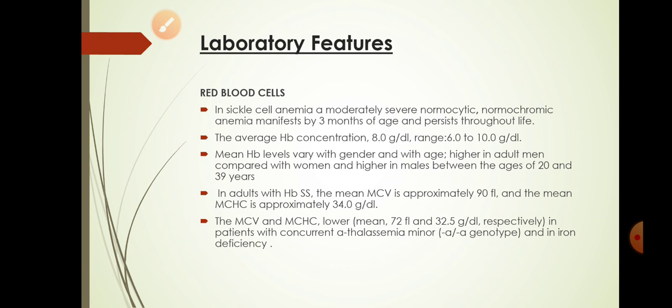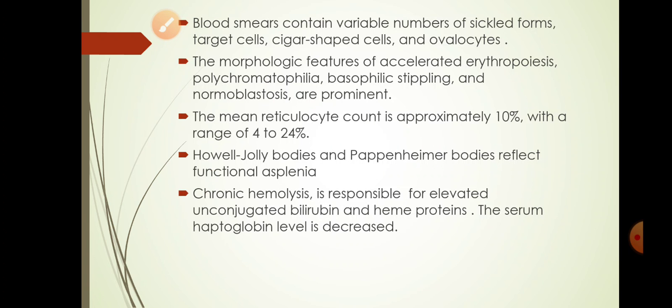The MCV and MCHC are lower in patients with concurrent thalassemia minor and in iron deficiency. Blood smears contain a variable number of sickled forms, target cells, cigar-shaped cells, ovalocytes. Morphologic features of accelerated erythropoiesis, polychromatophilia, basophilic stippling, and normoblastosis are prominent. The mean reticulocyte count is approximately 10% with a range of 4 to 24%.